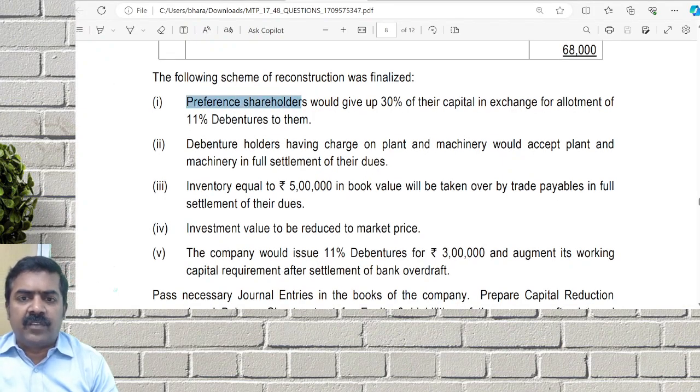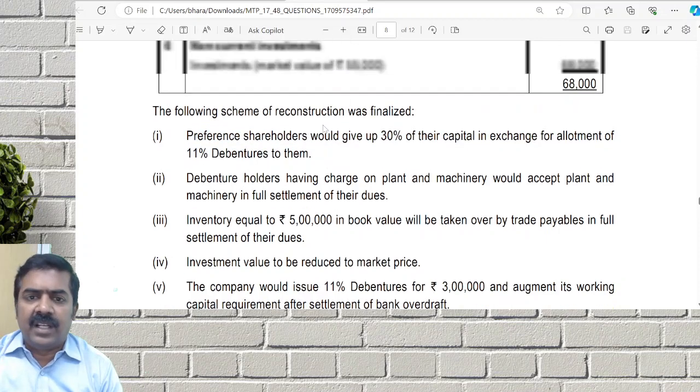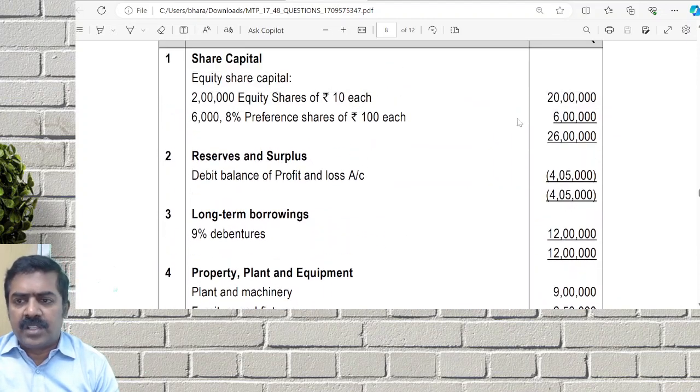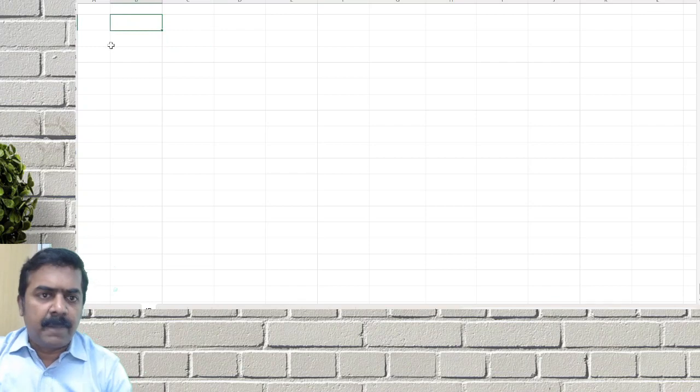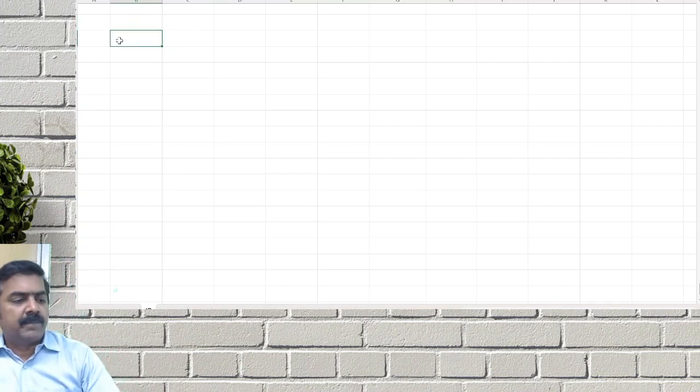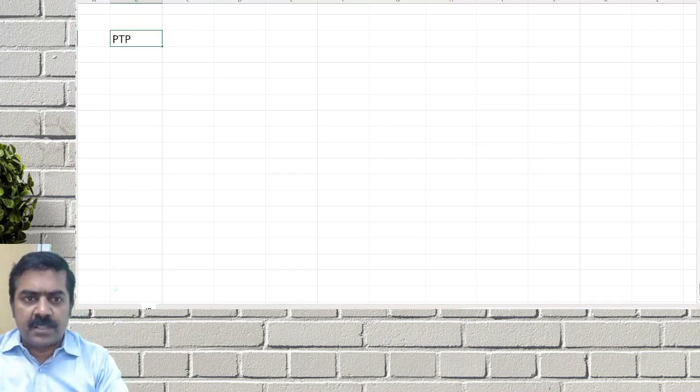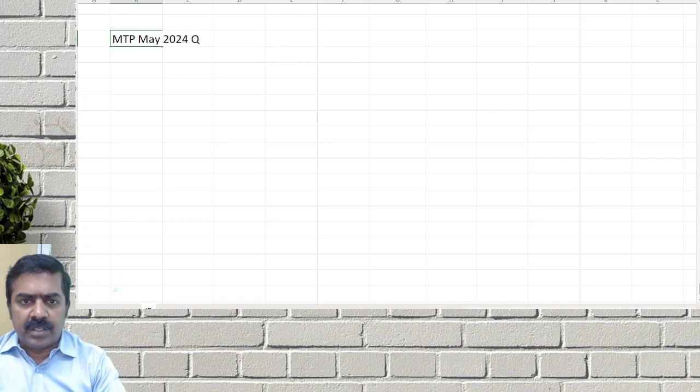Preference shareholders will give up 30% of their capital in exchange for allotment of 11% debentures to them. What is the preference share capital? 6 lakhs. They forego 30%. Start. This is the model test paper, May 2024, question number 3B.